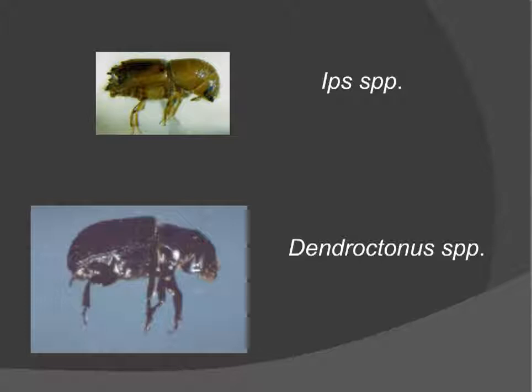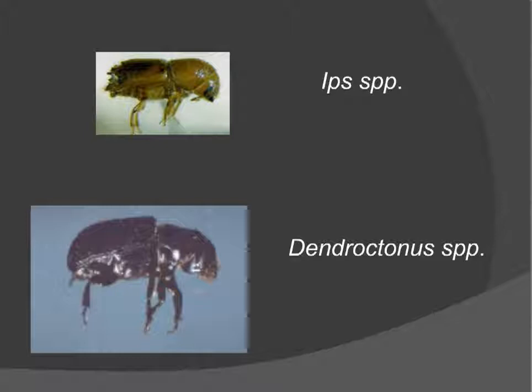We've got Ips species and Dendroctonus. Dendroctonus is about twice the size of Ips. If you look at the back end of the insect, Ips beetles will have like a bite taken out, where they've got these spines on the rear end, where the Dendroctonus species are smooth.